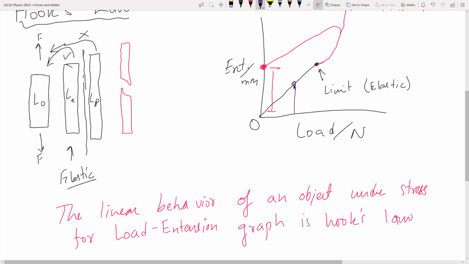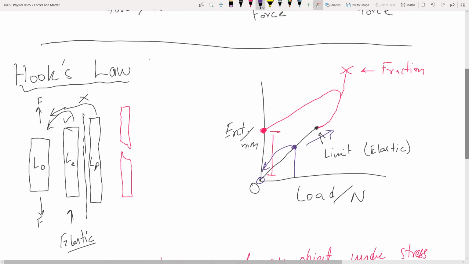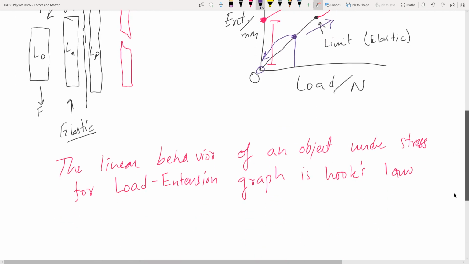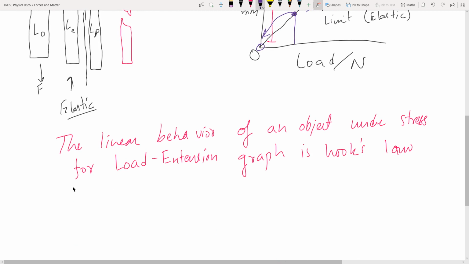pull it to this point, it should get back to its original position right here. It would get back to original position without having any issues. But if I go beyond this point, then it won't be able to get back to its original position. It would have a permanent defect, and if I keep on increasing, a point will come that it would fracture, which is this case, right? So we can simply say that the elastic limit is to be followed. After that, there's a permanent change, right? So that is what Hooke's law is all about.